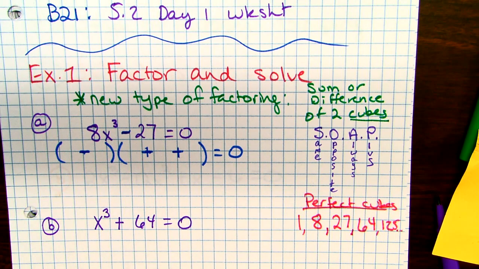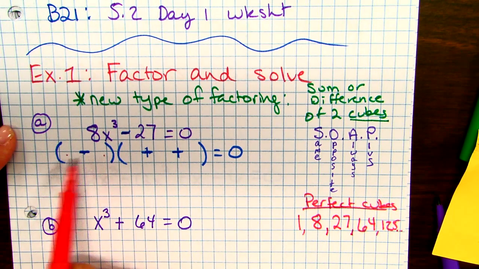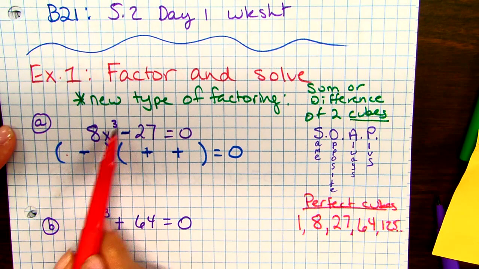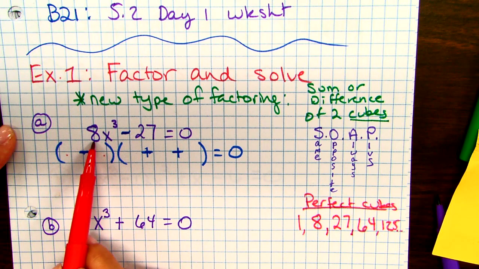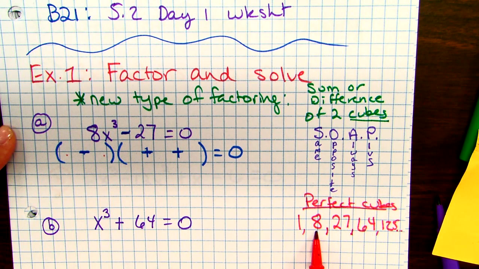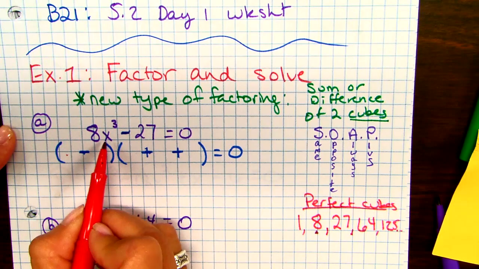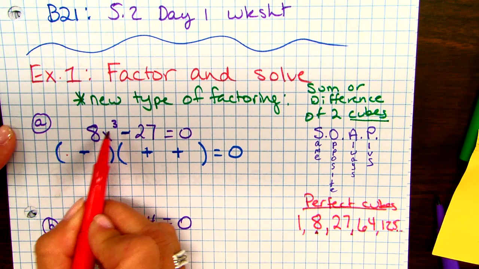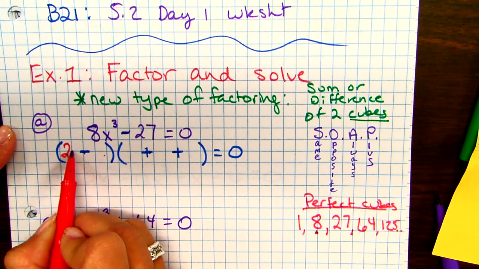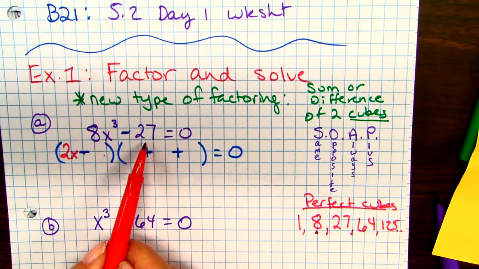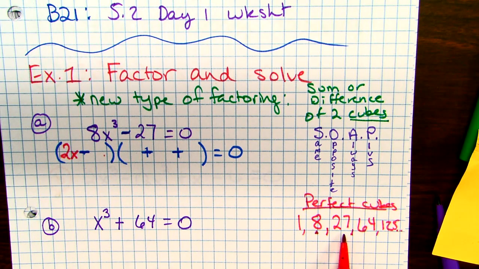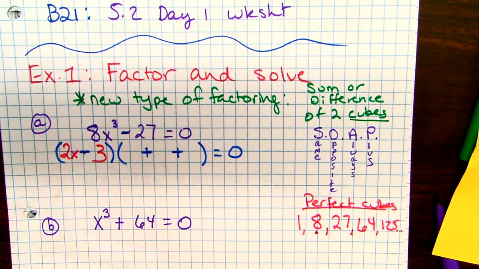So here we go. We start out by filling in these 2 numbers. We're going to do the cube root of 8x to the third. The cube root. So what's the cube root of 8? 2. And the cube root of x to the third is just x. So the first thing that we put in here is 2x. Then we do the cube root of 27. The cube root of 27, 3.